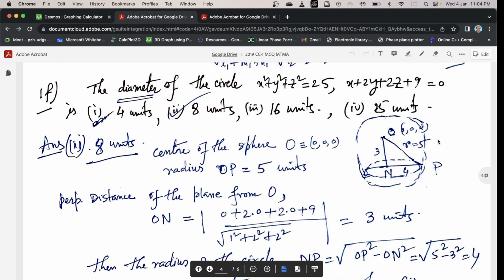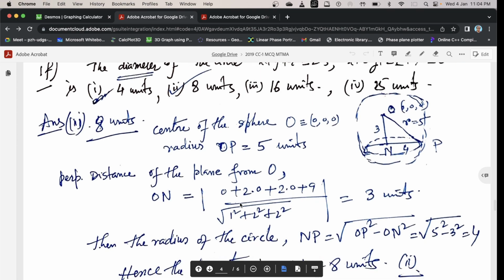Here, this is the sphere, and O is the center of the sphere, and OP is the radius of the sphere, 5 units, and this is the plane. So the distance of the plane from O is p. So obviously the distance is the modulus of (a x1 plus b y1 plus c z1 plus d) divided by root over (a square plus b square plus c square). So this is equal to 3 units. So p equal to 3 units is the distance from the center of the sphere to the plane.